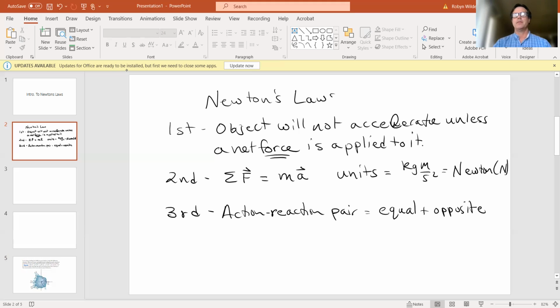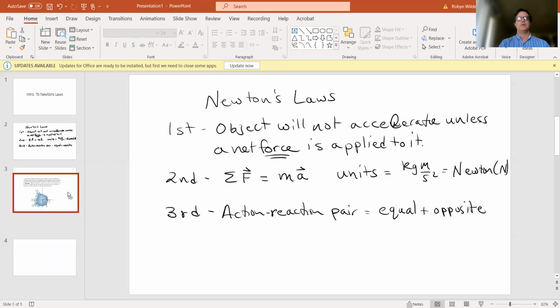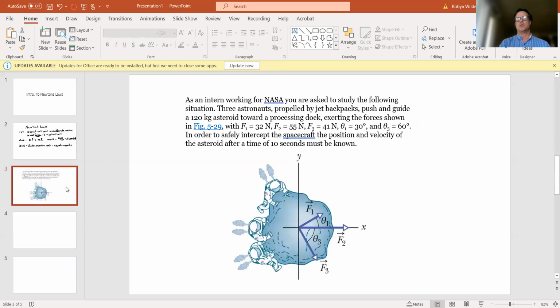And we'll talk more about them as we go on. The main thing that I wanted to do today is to do an example to show you how this works. And so I have an example problem.